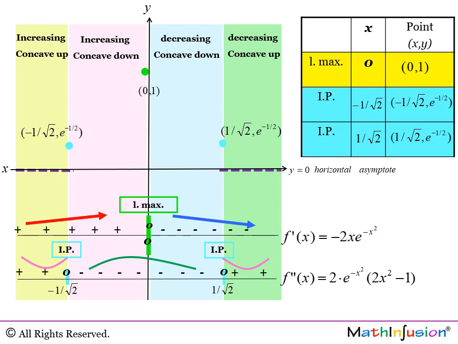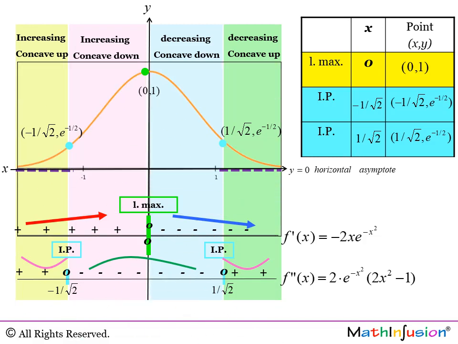If you also look, the function is always positive because it's e to the power of something. So this whole function is going to be above the x-axis. When I incorporate that, I'm getting that this is the graph of the function.